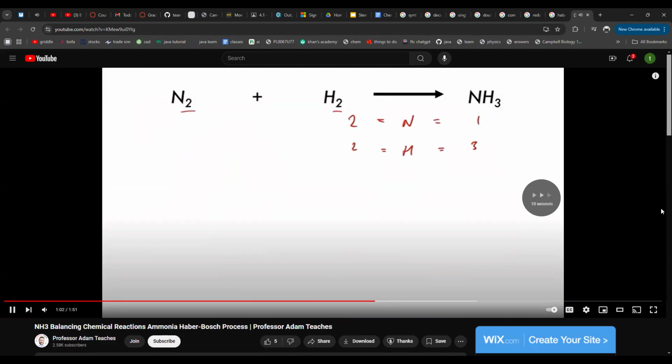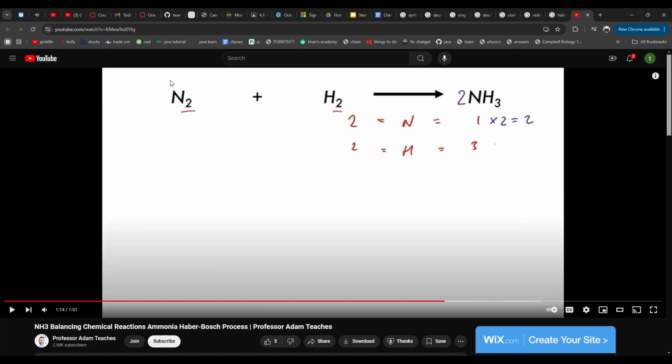So that's what we did. We just counted up the amount of atoms on each side. Okay, here's the first step: first you want to make sure that there's enough of a thing. For N2, we have two nitrogens on the left side, one on the right. So we can just put a coefficient of 2 in front of the ammonia, NH3. So now we have two nitrogens and six hydrogens.